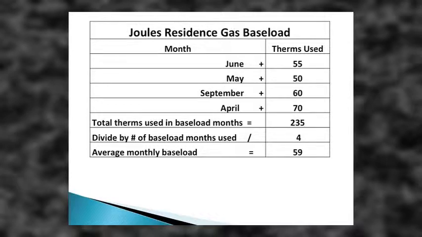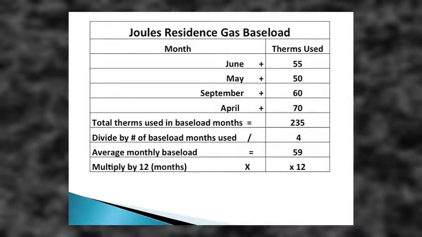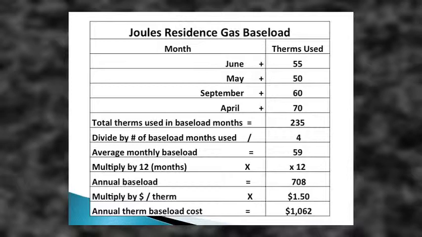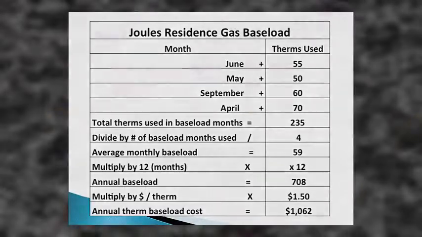So then we take that 59 therms and we multiply it by 12 so we can see what the baseload is across the entire year. And we use, the Jules anyway, they use 708 therms a year in their baseload. We multiply that by $1.50 a therm, and we find out that they spend $1,062 a year heating water for their house. It's a lot of money, isn't it?